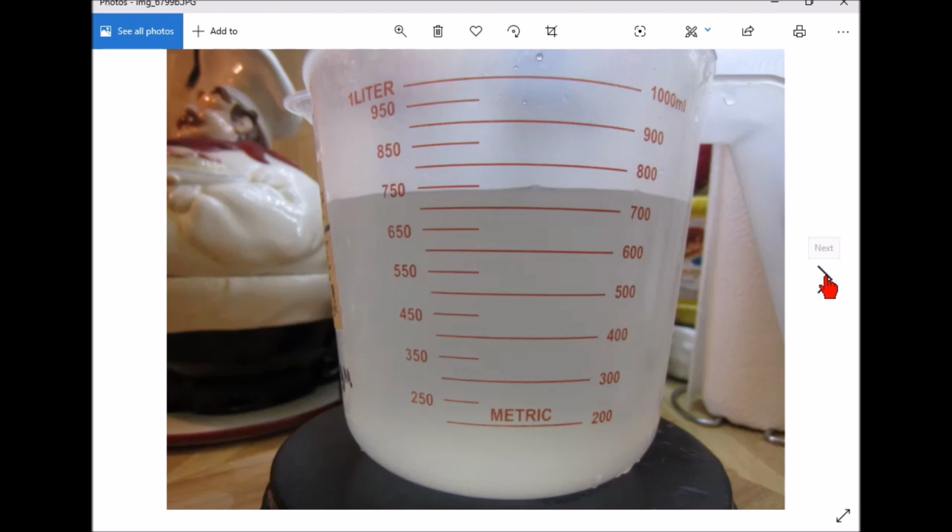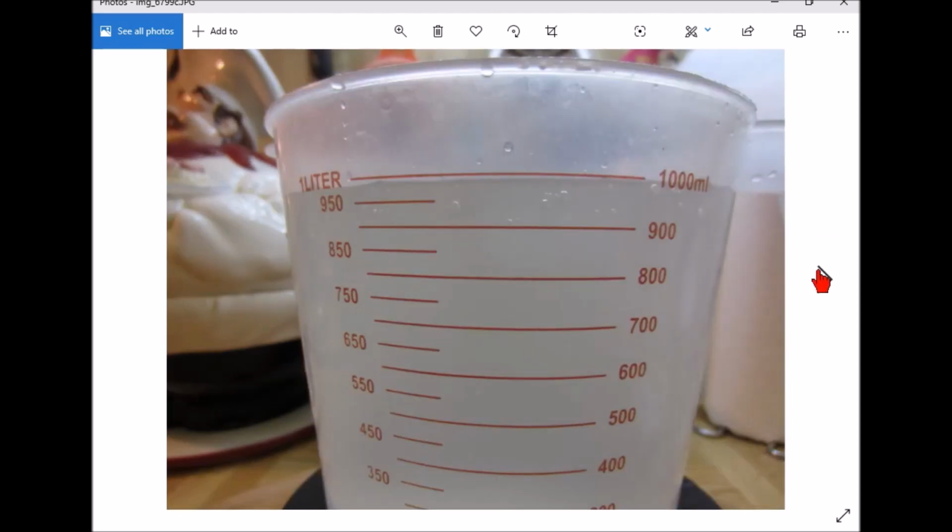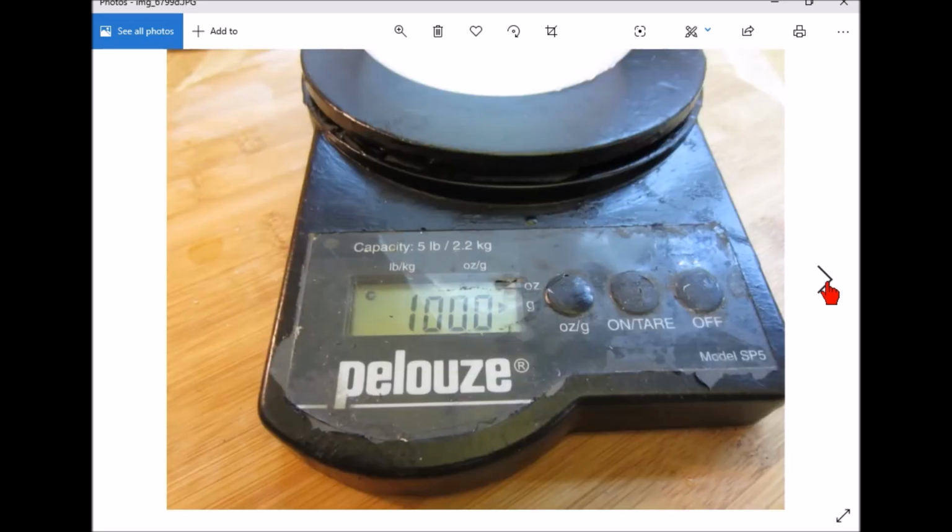So, I hope I haven't confused you. This was just to tell you how if you didn't have a graduated container, you could make your own if you had a scale that measured in grams and if you had some water that was approximately room temperature. I think it's 68 degrees. 20 degrees Celsius and 68 degrees Fahrenheit. And that was showing the scale was at 1,000 when we had 1,000 mLs in the container.